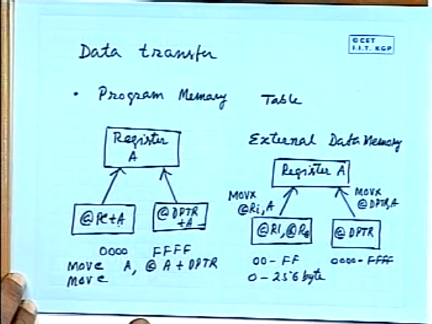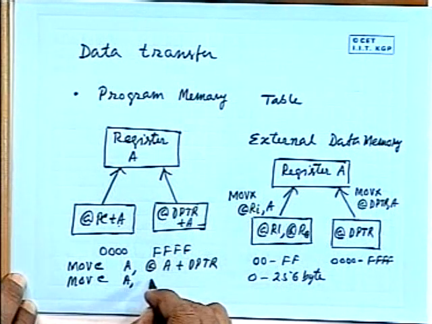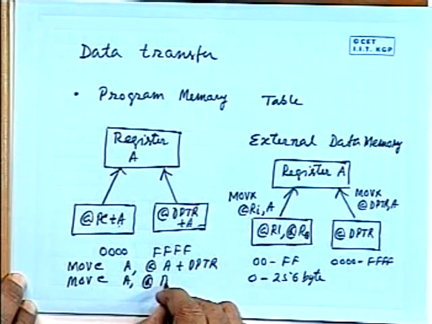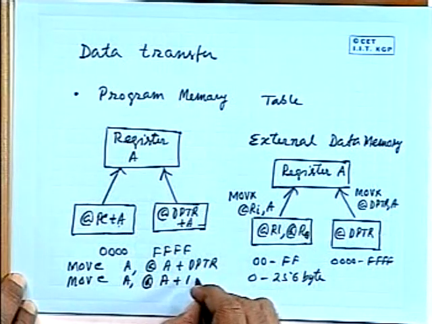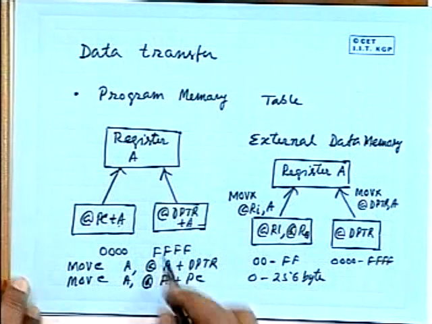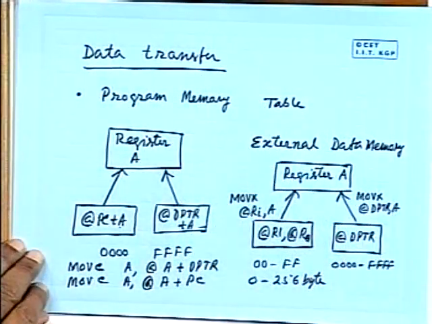C stands for code, symbolic names, and here x stands for external memory. A comma, a comma, it can be at the rate A plus PC. You have seen that it can be PC or DPTR. So here we have seen that data transfer is taking place.